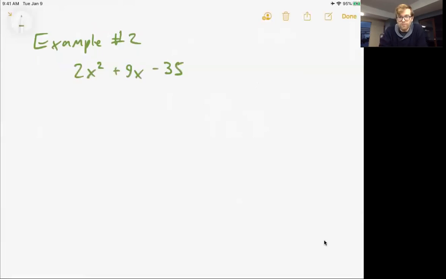Okay, so first step, take that leading coefficient and the constant and multiply them together. That's 2 times negative 35 is negative 70. And so what we're looking for is two numbers that multiply to negative 70 and that add to 9, because that was the coefficient on that middle term there. So let me go ahead and just do a little search for those.